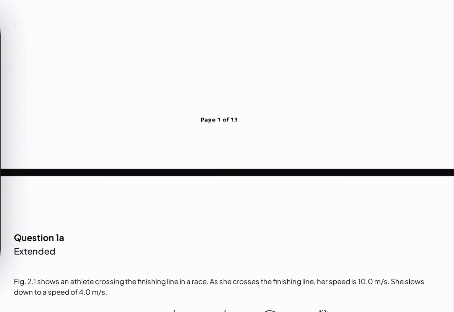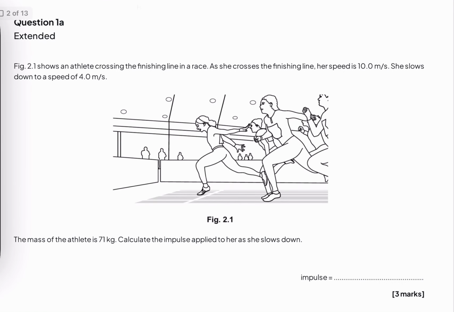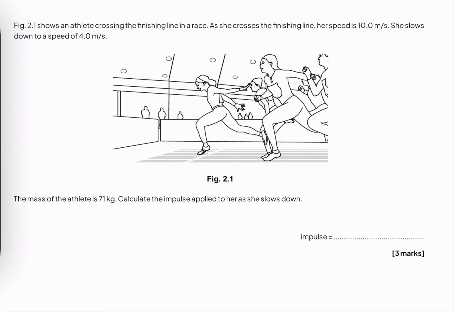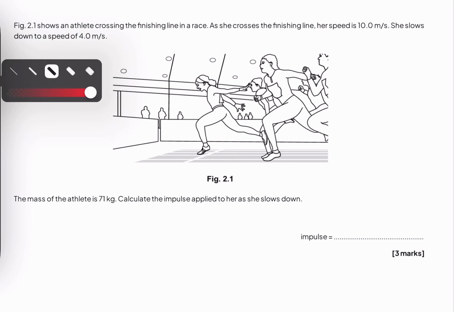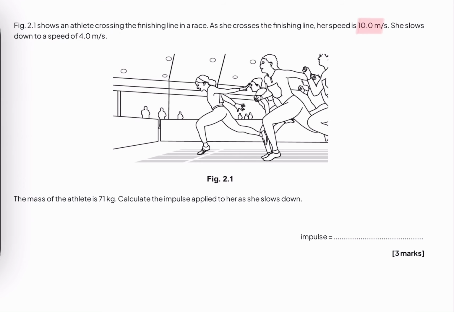Questions of topic momentum, starting with the first question. Figure 2.1 shows an athlete crossing the finishing line in a race. As she crosses the finishing line, her speed will be, let's highlight the important points, 10.0 meters per second down to a speed of 4 meters per second. So we have initial speed and we have final speed.